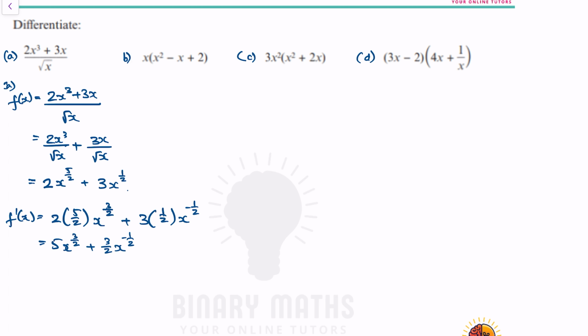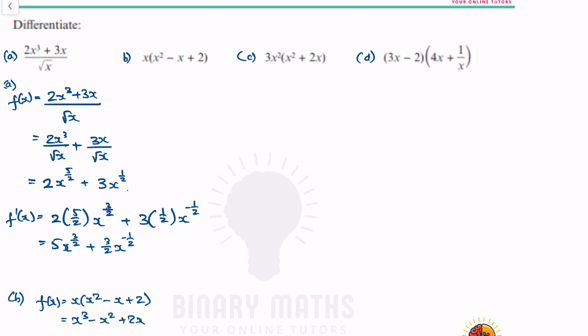Okay, now B. I need to expand the bracket. So f of x is equal to x times x squared take away x plus 2, which is equal to x cubed minus x squared plus 2x. Everything's in index form, so I can differentiate now.